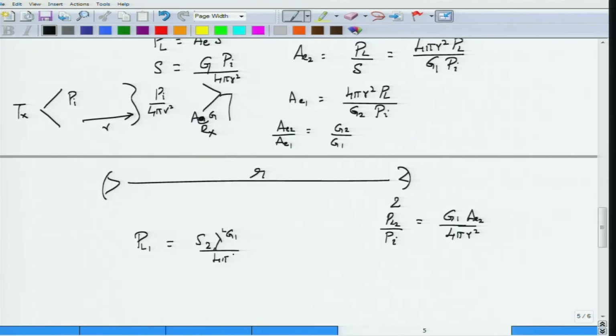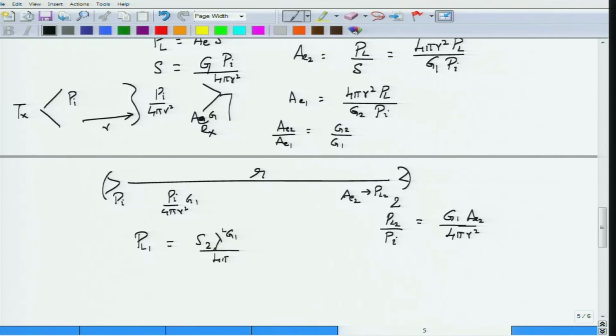So, this lambda square by 4 pi actually comes from a slightly different expression. We are not going to derive that expression over here, but the basic idea is that the first antenna transmits some power, say Pi, giving a power density of Pi by 4 pi r square, transmitting with a gain G1. This is intercepted by the second antenna with an effective aperture of AE2, and the power captured is delivered to the load PL2.